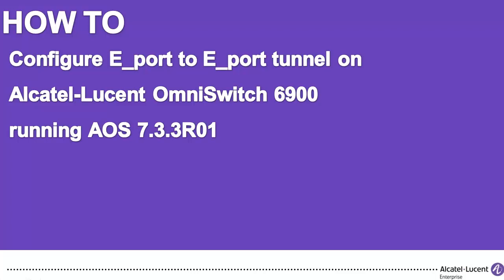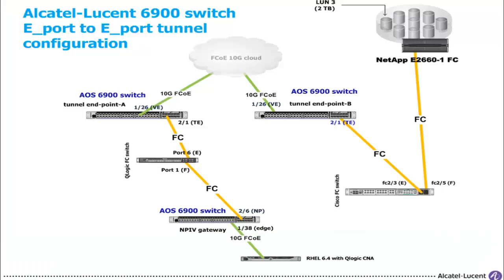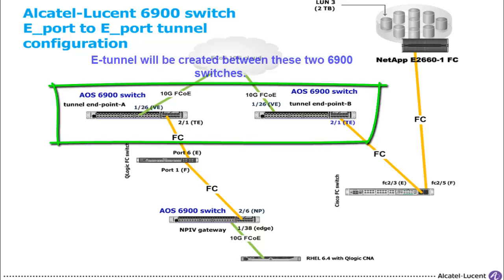In this video demonstration we will configure Alcatel-Lucent 6900 switches in ePort to ePort tunnel configuration. This is a high-level topology diagram on eTunnel setup. ePort tunnel will be created between these two 6900 switches.